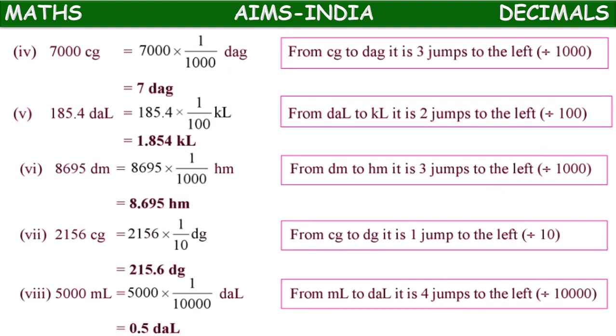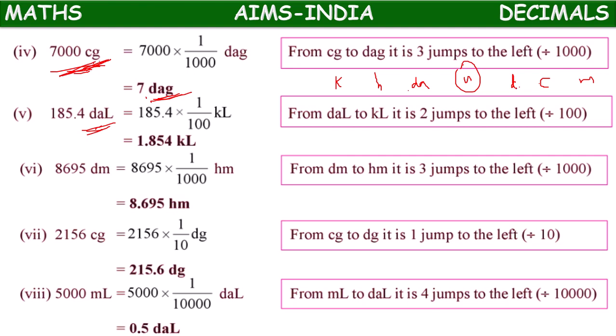So next. 7000 centigram to decagram. Centi to deca. Kilo, hecto, deca, unit, deci, centi, milli. So we are shifting from centi to deca. How many steps?